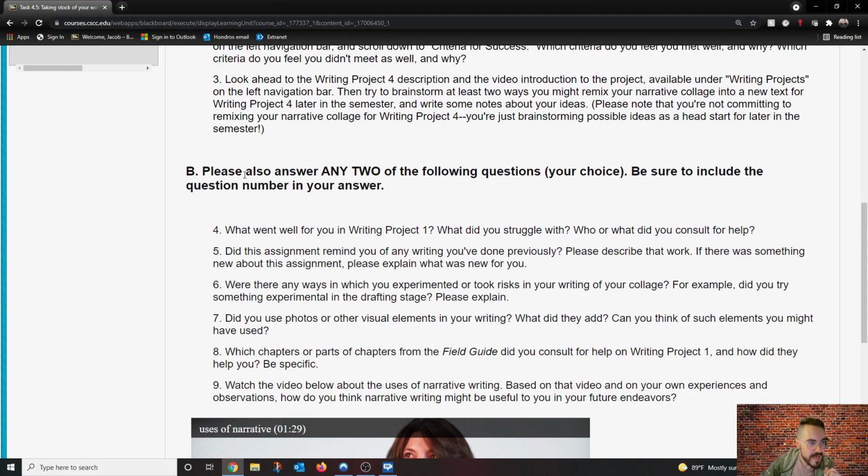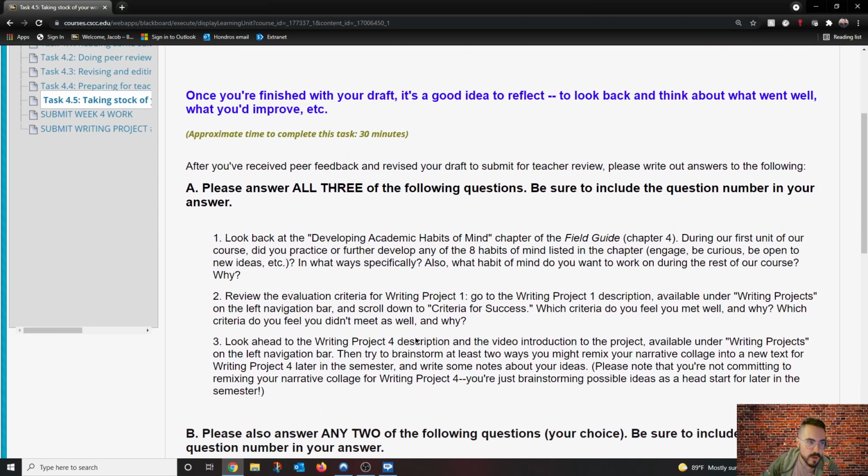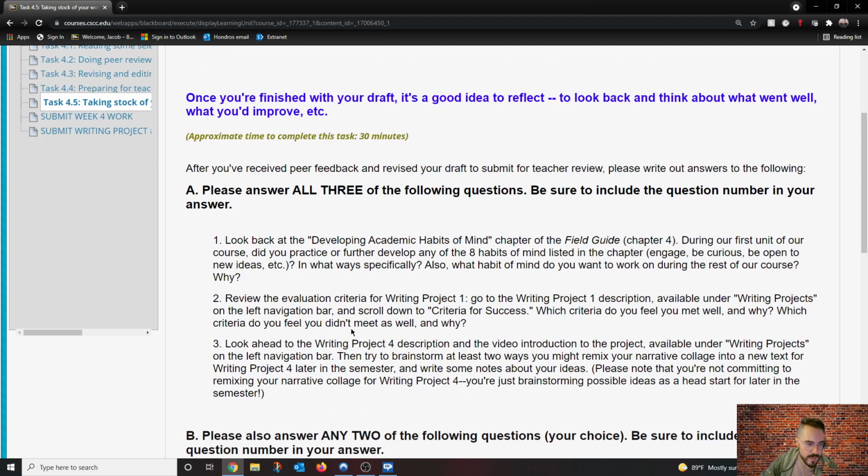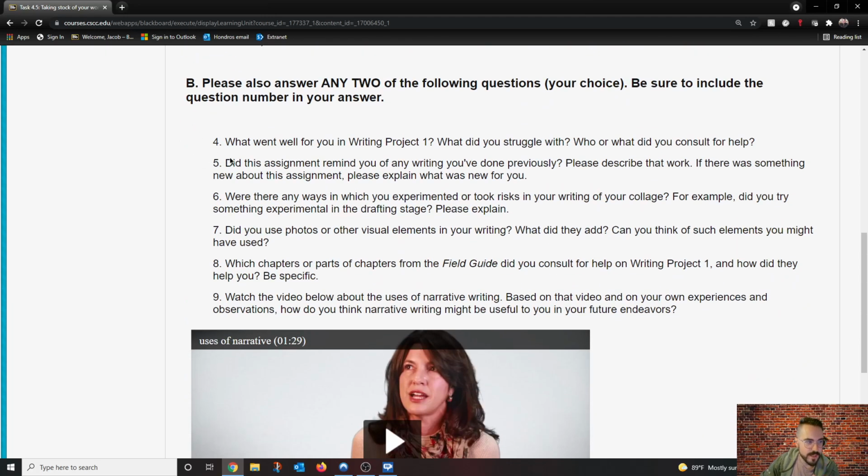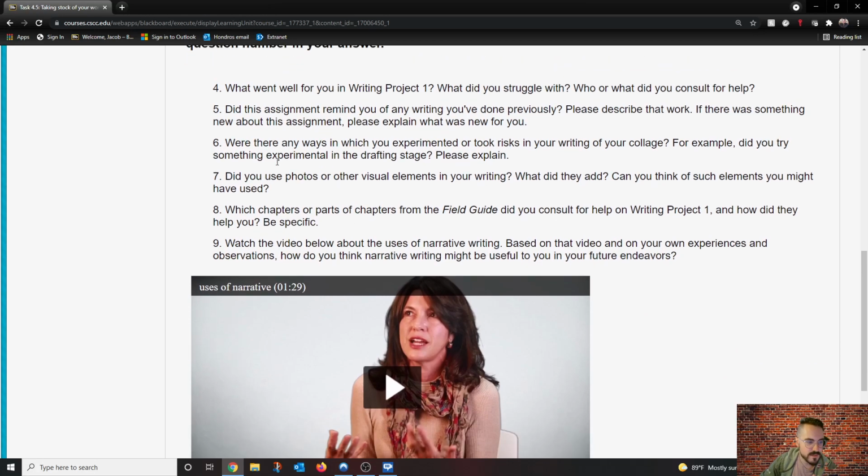For step B here, answer any two of the following questions, and again, be sure to include the question number. So you're answering all three of these prompts, and then only two of these prompts.